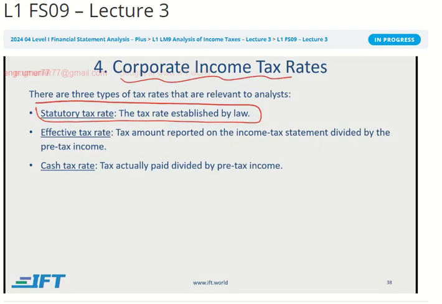...established by the law, which is your statutory tax rate. Now, the effective tax rate can be different. Why? Think of the permanent differences that we talked about. What are the things that could lead to permanent differences between your accounting profit and your taxable income, such as, for example, interest income from municipal bonds?